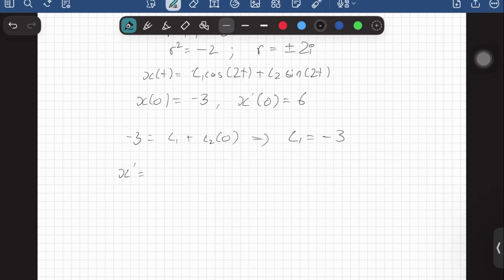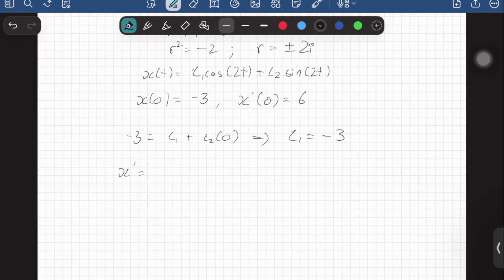If I differentiate the equation, what I end up getting is negative 2c1 sine of 2t. The derivative of cosine is negative sine, hence the negative sign. Plus, what's the derivative of sine? It's a cosine, right? And do not forget the chain rule, that's why we're writing the 2 in. So that's 2c2 cosine of 2t.